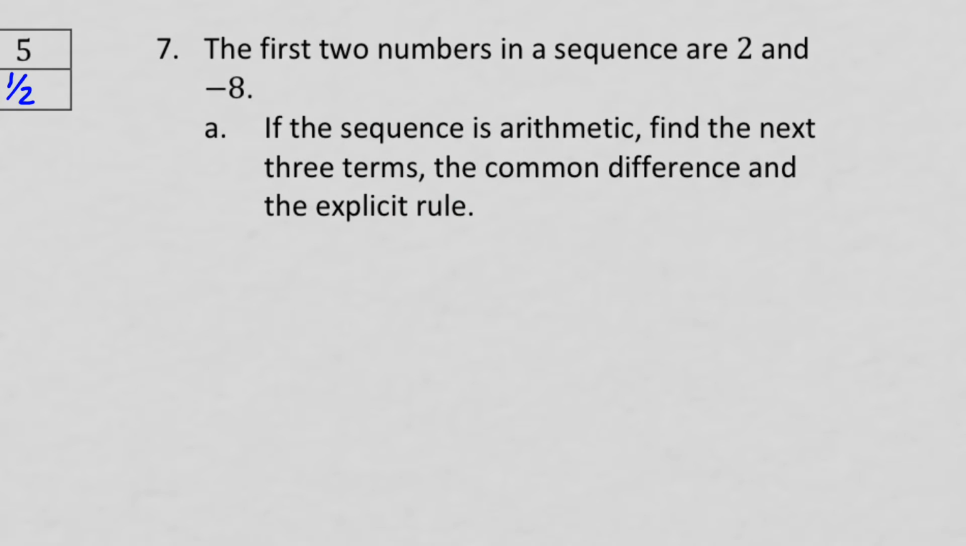Okay, number 7 is all yours. I want you guys to do exactly what I did in number 6. I'm giving you the first two terms, and then you're going to assume that it's arithmetic to find the next three terms, the common difference, and the explicit rule. Then you're going to assume that it's geometric to do the same thing, and then it's going to give you a number that is in the sequence, so you have to figure out is it arithmetic or geometric from that.